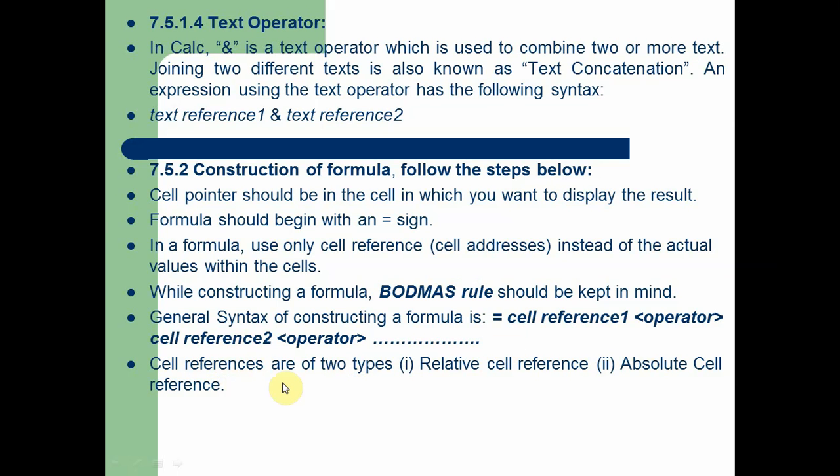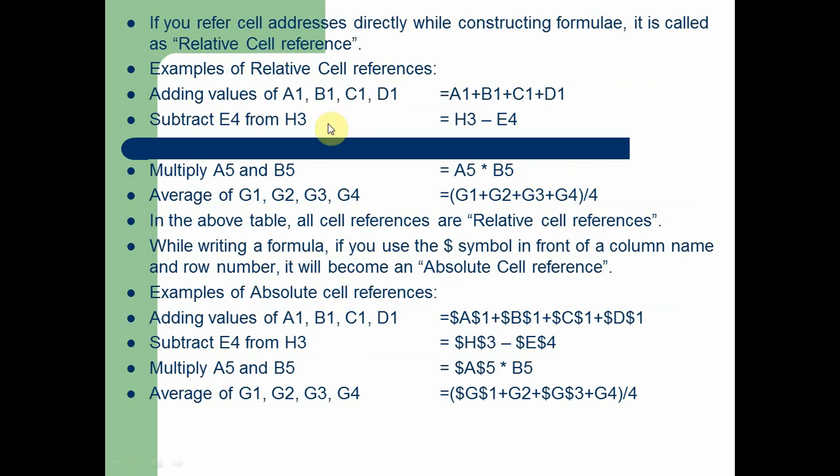Cell references are of two types: one is relative cell reference, another one is absolute cell reference. For example, if you add 4 values, then you can write =A1+B1+C1+D1 in relative cell reference. But in absolute cell reference, you should add the dollar sign before the column name and row name of the cell name. A1 is the cell name. Here A refers to the column name and 1 refers to the row name. So before each and every column and row name, you should add the dollar symbol.